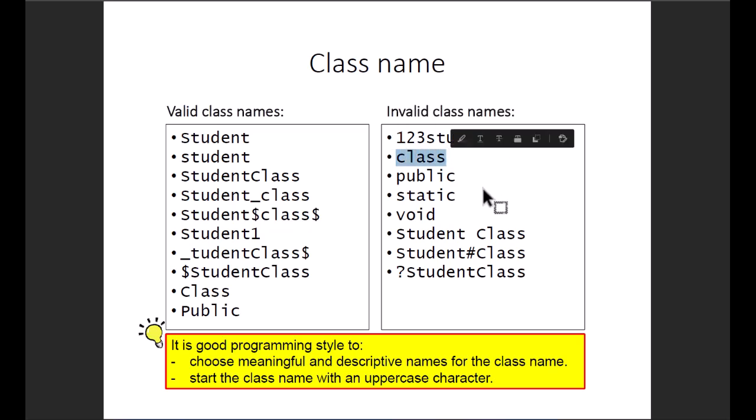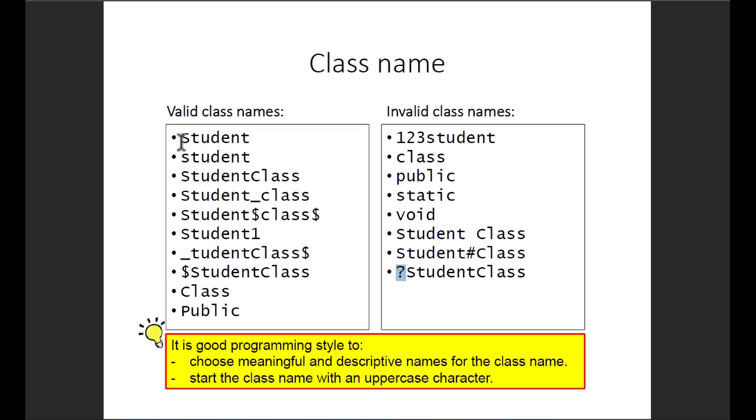Now class, they are all lowercase, fine. They are all letters, fine. But this is a reserved word. You should not create variables or class names using reserved words. Public is a reserved word. Static is a reserved word. Void is a reserved word. Student space class, not allowed, not valid. There's a space. A space is a character. You're not allowed to use it. Student, the pound symbol, not allowed to use it. Question mark, you're not allowed to use a question mark.